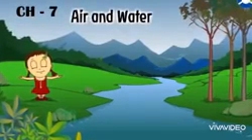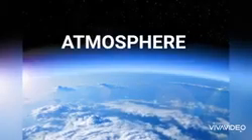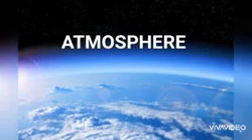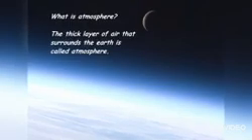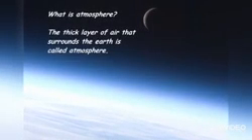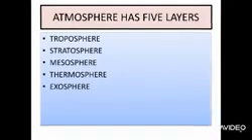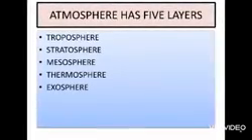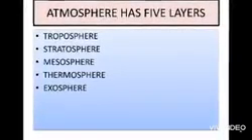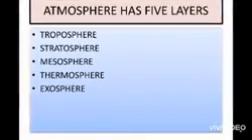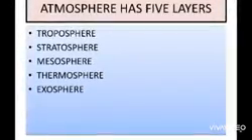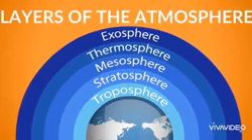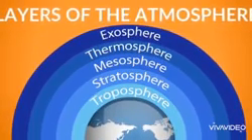Chapter number 7, Air and Water. Atmosphere is the first topic that we have. Atmosphere is a thick layer of air that surrounds the earth. Atmosphere has 5 layers: troposphere, stratosphere, mesosphere, thermosphere and exosphere. You can see in the picture all the layers are shown.